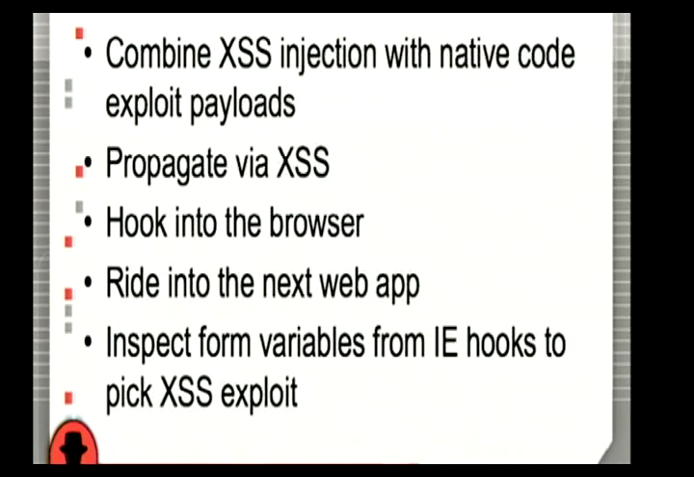As you're browsing around, it'll look at what we treat as form variables. HDR has some code that looks at form variables through IE hooks. So if you're going to blogger.com and it sees a comment form, it will automatically inject to test and see if it can get cross-site scripting code to go in there, right? And if that works, we can also just propagate the same thing.